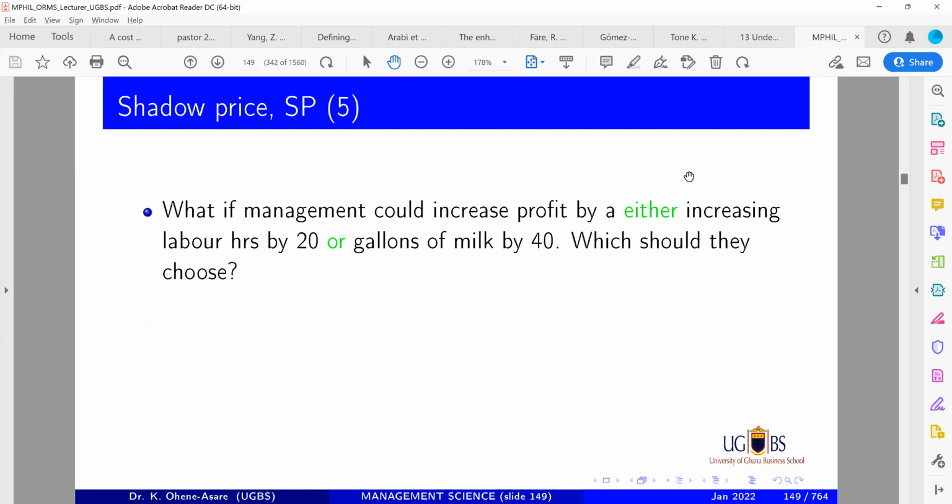Okay, now answer me this. And now you have to take your calculator and make sense of this. What if management could increase profits by either increasing labor hours by 20, or increasing gallons of milk by 40? Which should they choose? Increasing the labor hours by 20 or the gallons of milk by a whopping 40? Which should they go for?